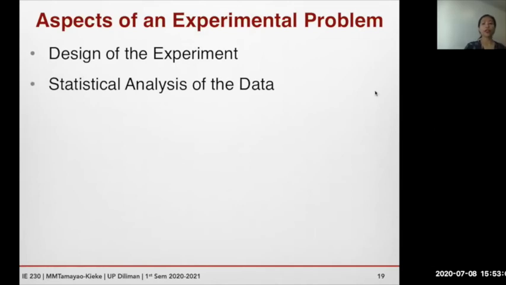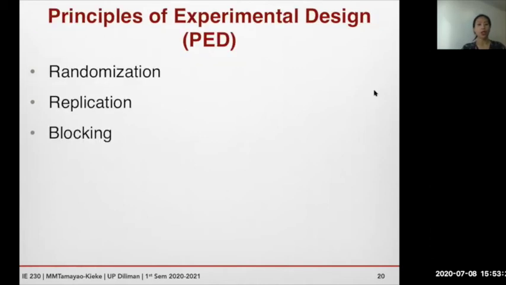Now remember that there are two aspects of an experimental problem. The first one is the design of the experiment, and the second one is the statistical analysis of the data. Needless to say, these two are closely related. Your method of analysis will depend directly on the experimental design that you adopted. So let's first talk about the principles of experimental design. There are three fundamental principles. One, you have randomization. Two, you have replication. And three, you have blocking.